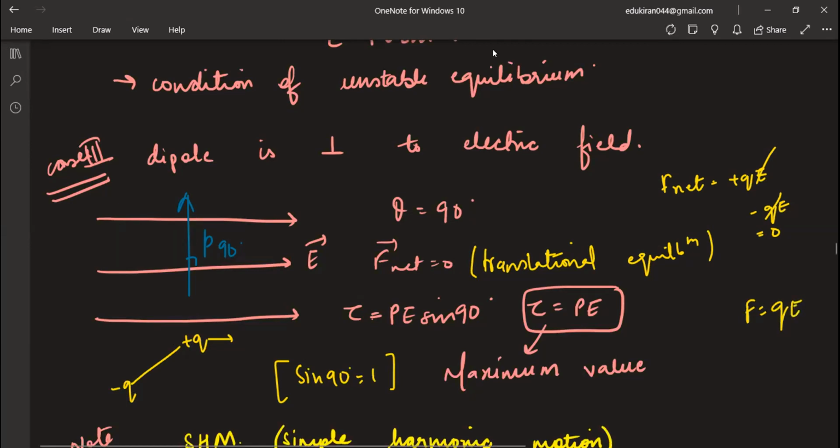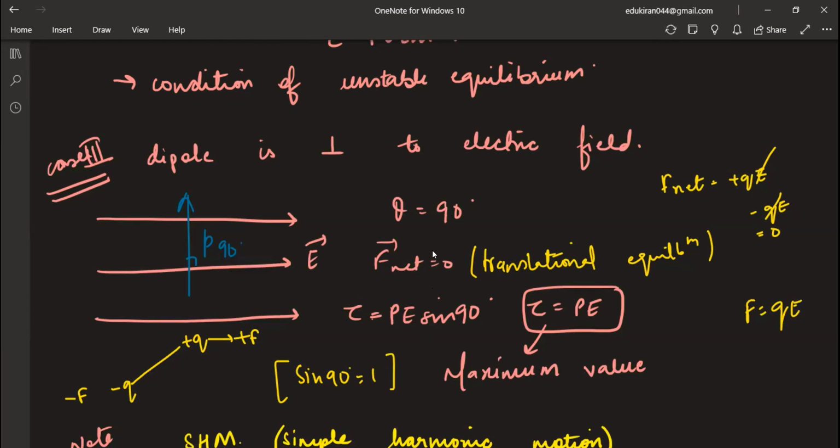Using this for positive charge, this is plus QE, and for negative charge, this is minus QE. That's why we are seeing continuously F net is 0. And torque, since this is not 0, it means the third case is not in equilibrium.